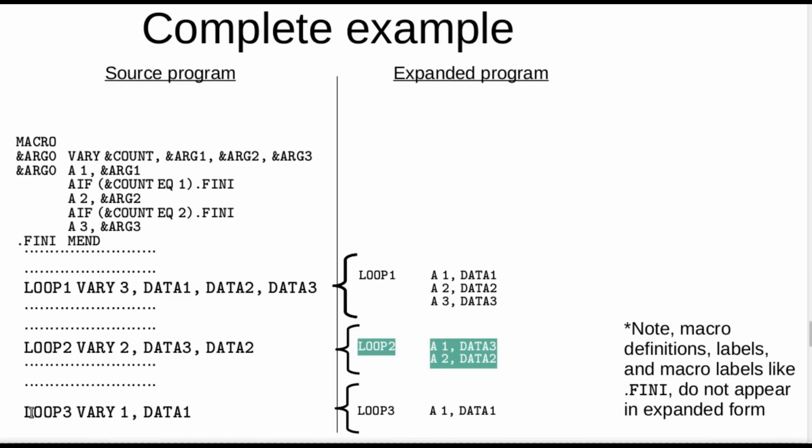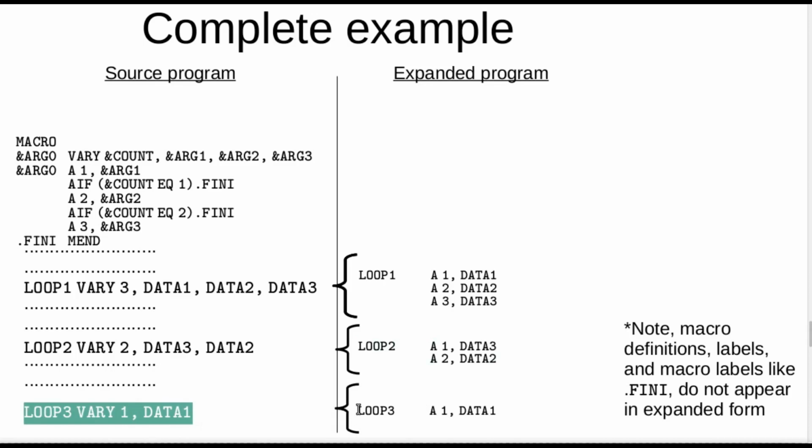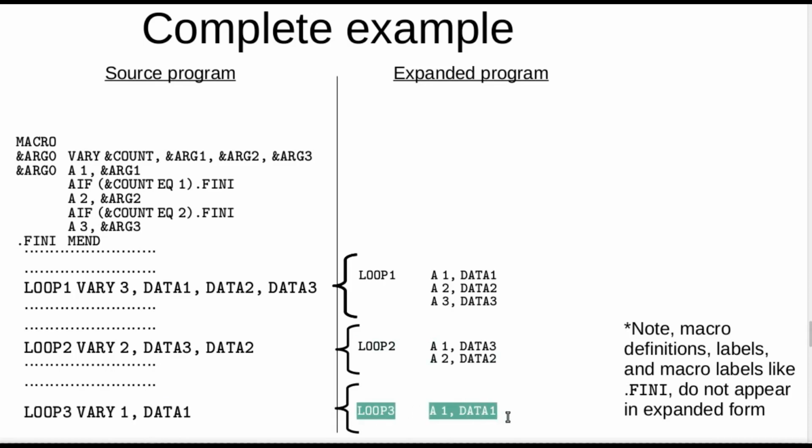Similarly, in the last example, we have loop 3 vary 1 data 1, and that can be expanded as loop 3 a1 data 1 only, because just beyond this statement we have an AIF conditional statement which checks that the value of count is 1, and we are simply branching out to macro end, right? So there is no further execution of statements.